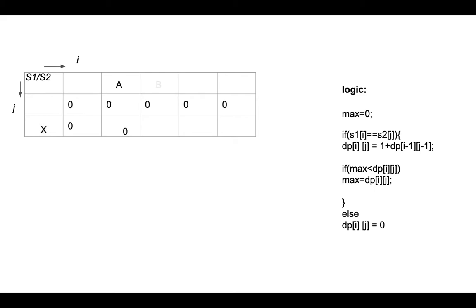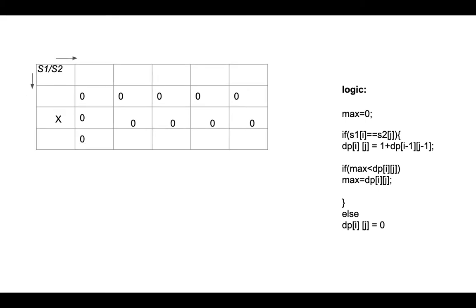Now compare x with another character, which is B. There is no match, so fill the block with 0. Now compare x with another character, which is A. There is no match. Now fill the block with 0. Now compare x with another character, which is B. There is no match, so fill the block with 0. Now move to another iteration.